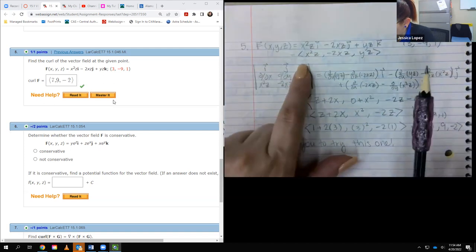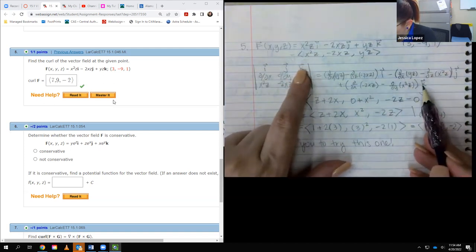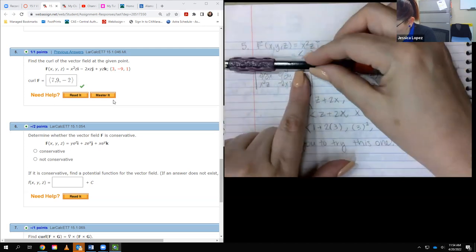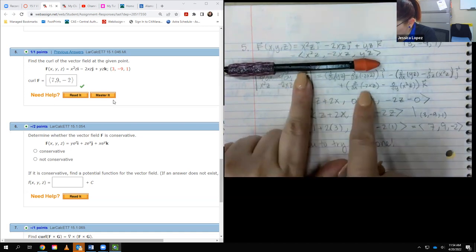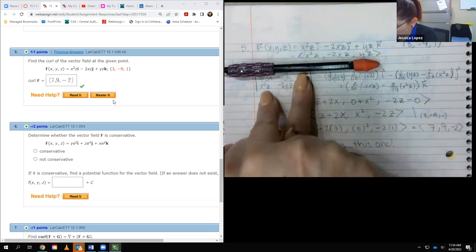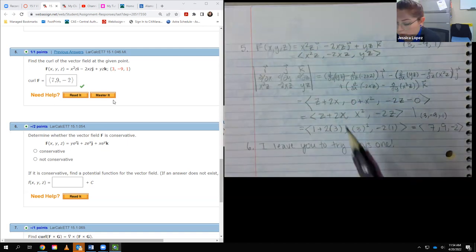Then finally, we're going to work on this minor. So that's going to be the k component. And then we wipe out the row and the column. And then we have the derivative with respect to x of this minus the derivative with respect to y of that. And we have that here. And so then it's just a matter of computing it.